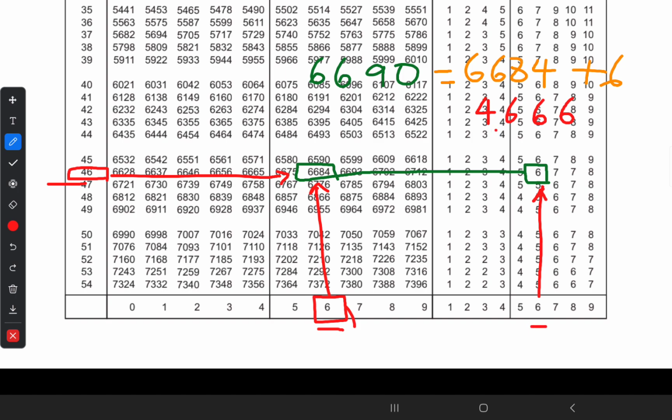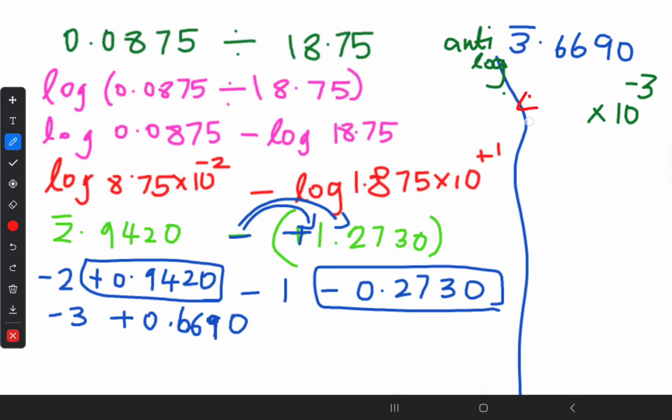That is 4666. That means 4.666, in between 1 to 10. So you can keep your number as it is. Otherwise, if you want to make it a whole decimal, the decimal should move 3 digits left hand side: 1, 2, 3. That means 0.004666. This would be the answer.